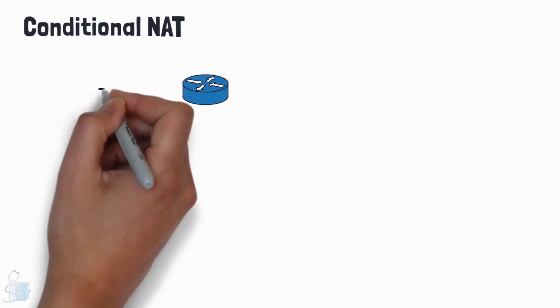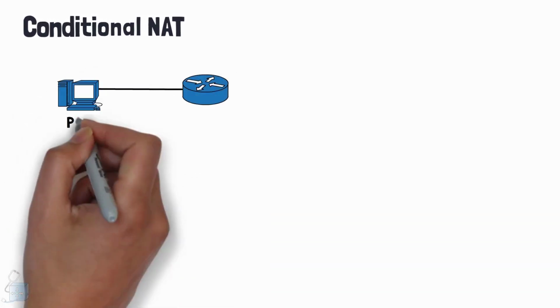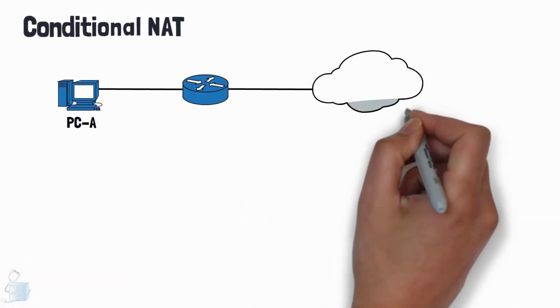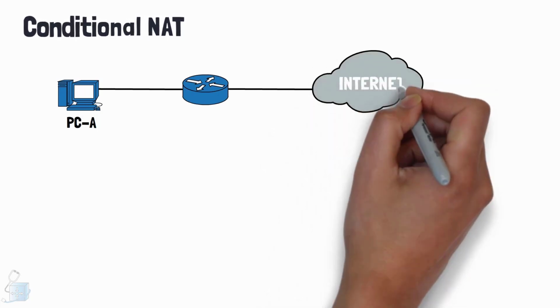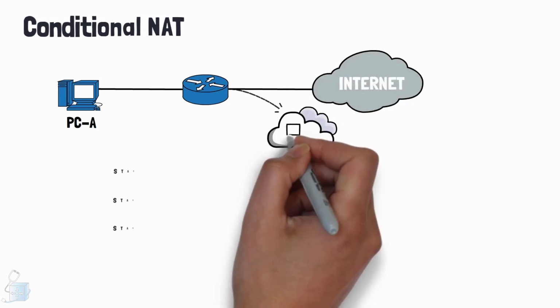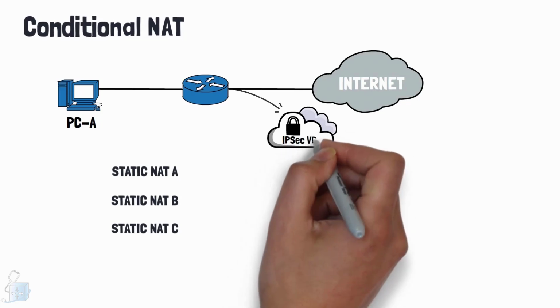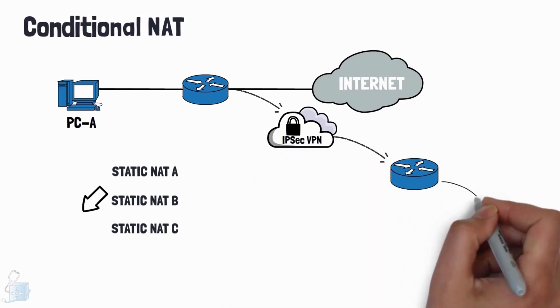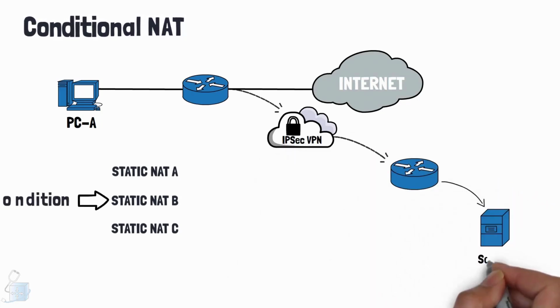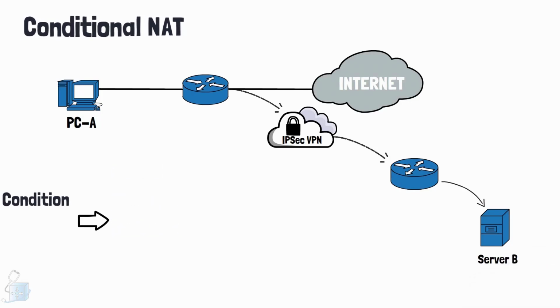By now, you know that configuring static NAT or static PAT is pretty easy and straightforward. But what if we want a specific static NAT or static PAT statement to trigger only if a certain condition is met? Now, the condition typically comprises a source and a destination IP address.